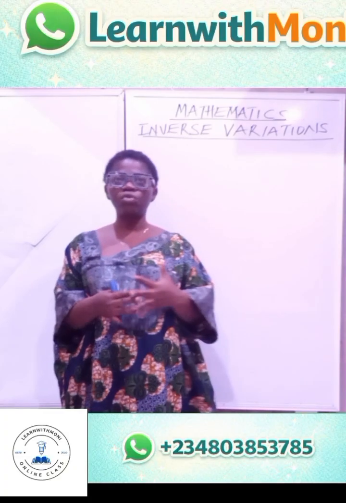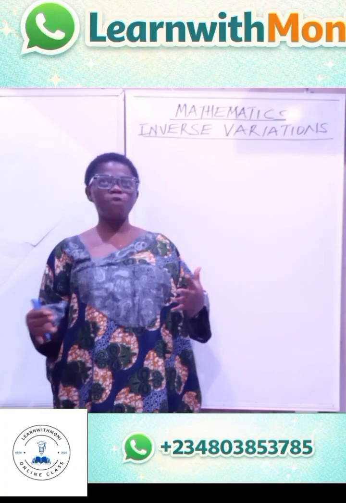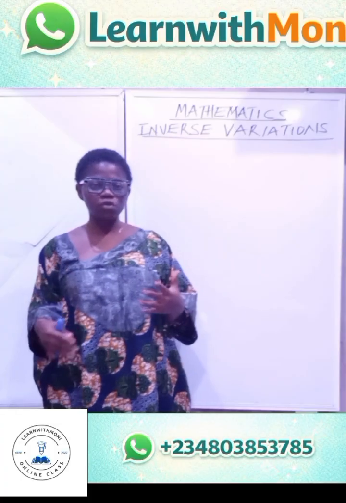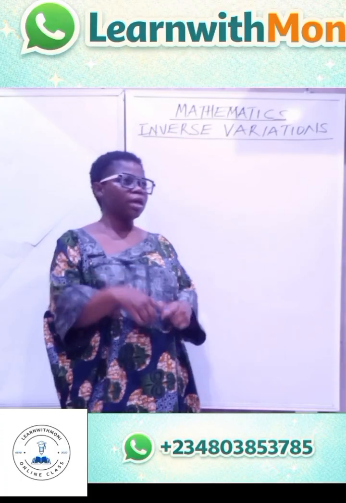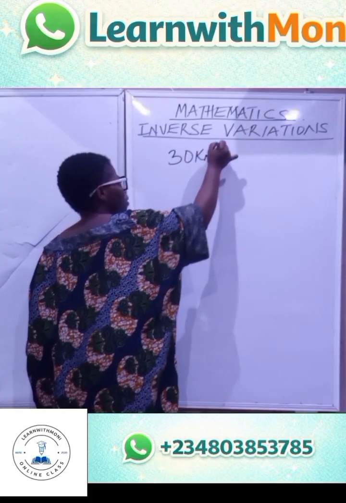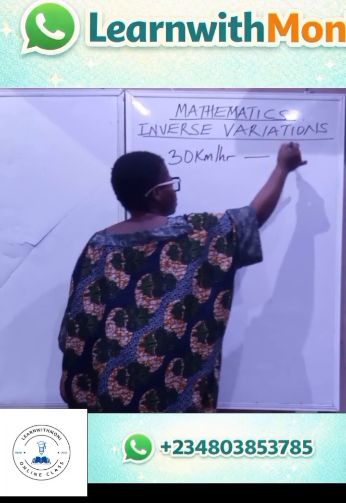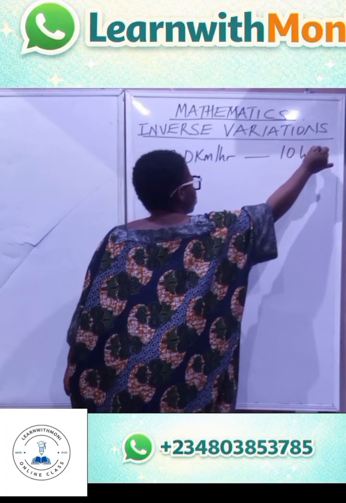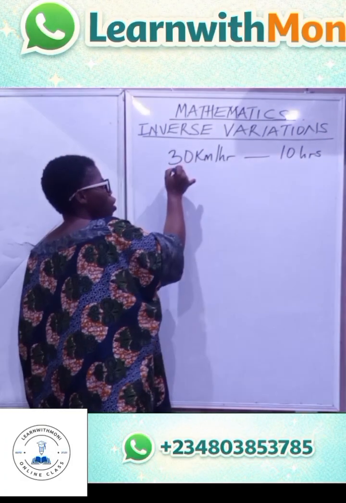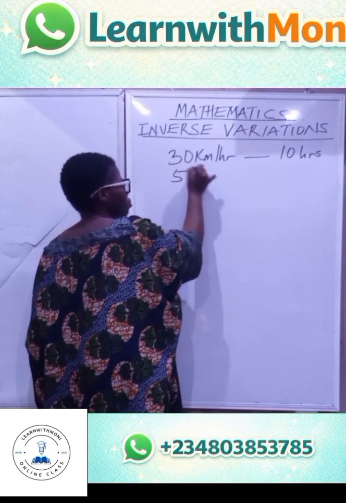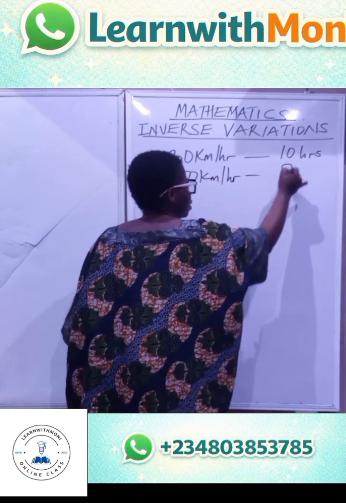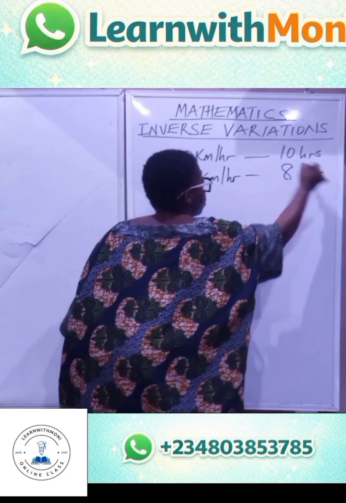We can see this kind of situation in the speed of a car. If a car is running at a speed of 30 kilometers per hour, it is going to spend a longer time. Let's look at it. If a car runs at 30 kilometers per hour and spends 10 hours on the road, by the time the car travels at a speed of 50 kilometers per hour, it's going to spend less time, let's say 8 hours on the road.